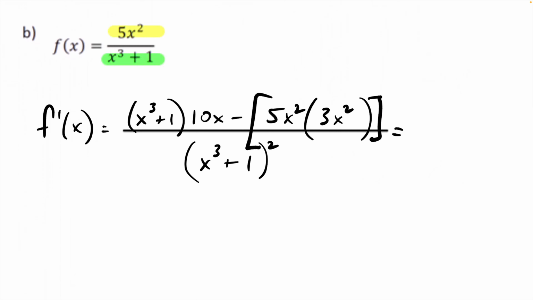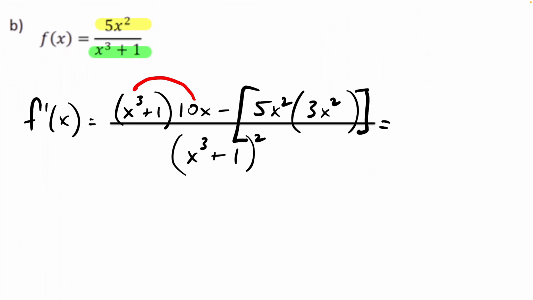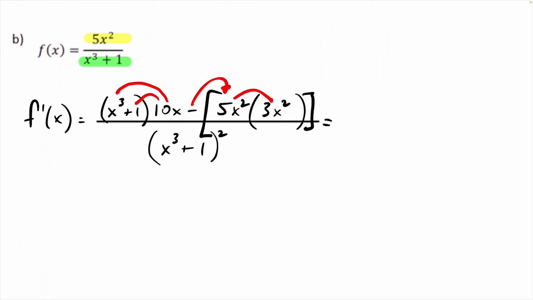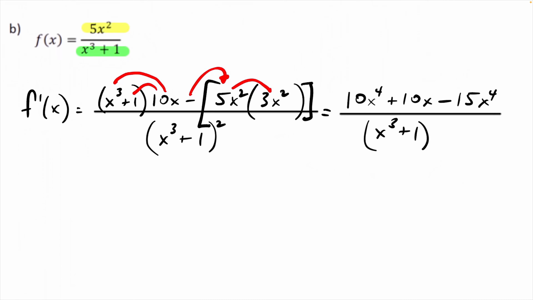Calculus is done. Okay. Last part, just simplify it. Clean it up a little bit, distribute where you need to, combine any like terms, get rid of the parentheses that you can. If you can't get rid of parentheses, it's okay, but try to go as far as you can. So here I would probably distribute the 10x, multiply these, and then distribute the negative. And see what's what. So I would get 10x to the fourth plus 10x, and then I would get minus 15x to the fourth over x cubed plus 1 squared.